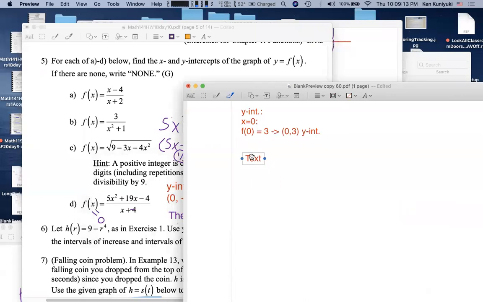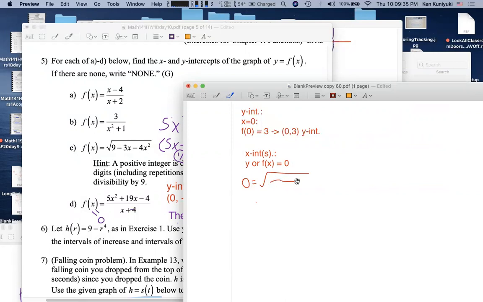The x-intercept, or intercepts, if any, that's harder. That's when you set y or f of x equal to 0, and you're actually solving an equation. That tends to be harder. So we have 0 equals the square root of the radicand.